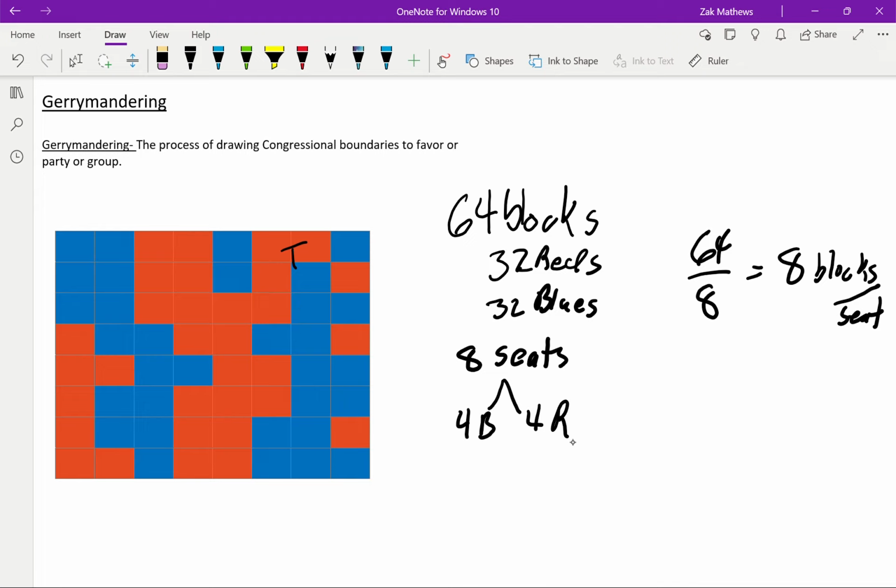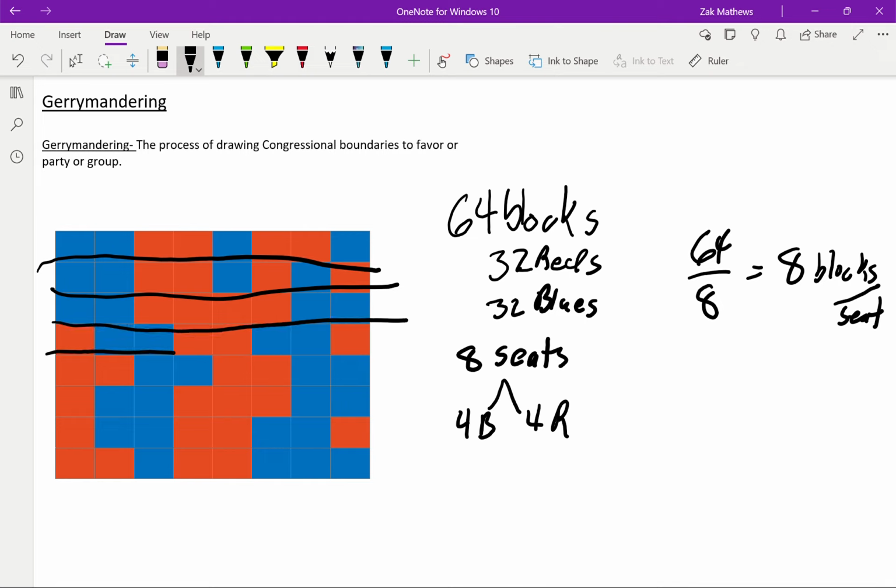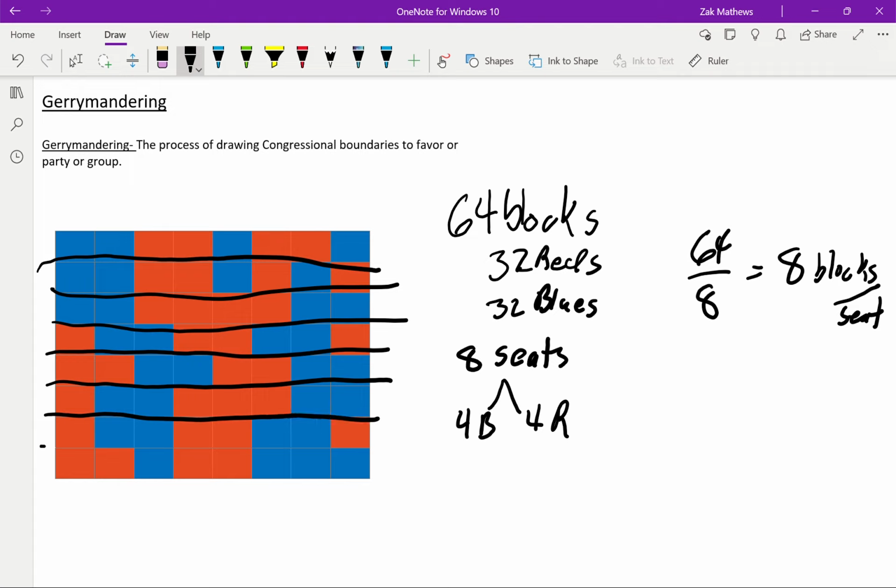Maybe we want to break it up based on rows. Well, my row here, and just keep doing this. We're going to see that we get a total of 8 rows. So the first row, we have 4 reds, 4 blues, so we have a tie there. We have another tie, another tie, another tie, and in fact, they all tie under this method.